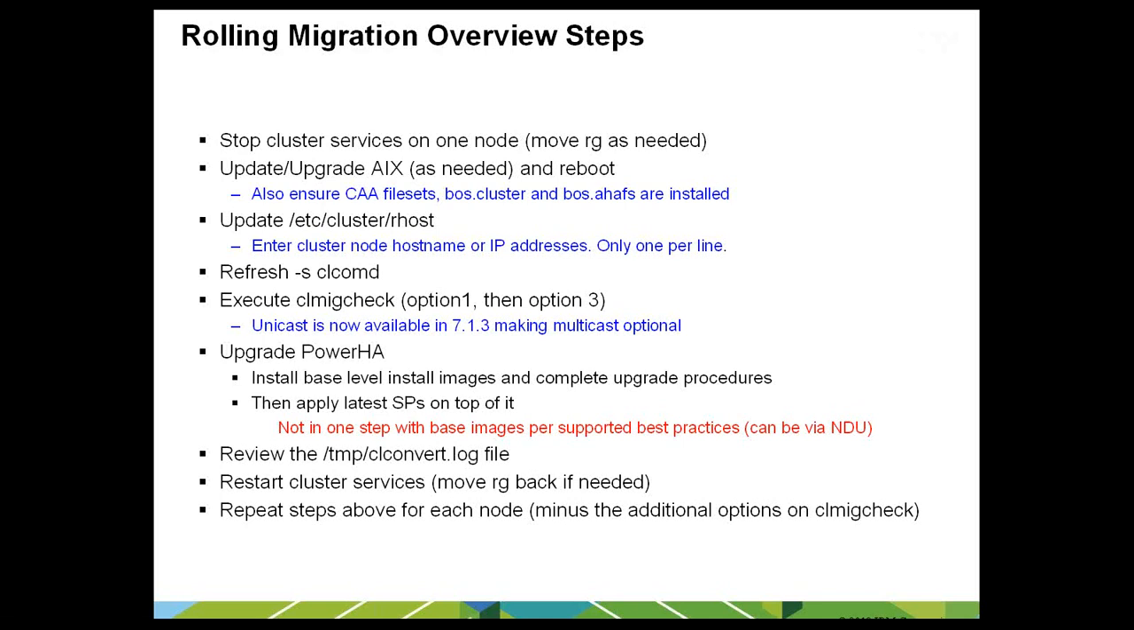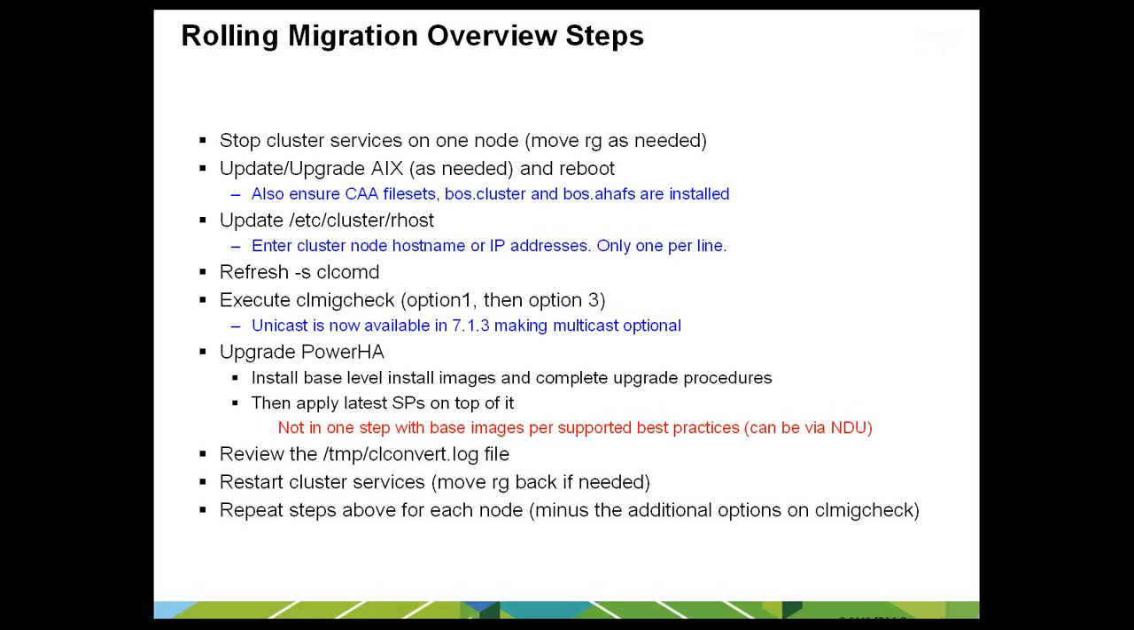But now unicast is available. So that is really the one single thing that's really different from the previous demonstration of upgrading to version 7.1: the CL MIG check menu. There are two menus that are a little bit different now, but the rest of these steps are really the same.